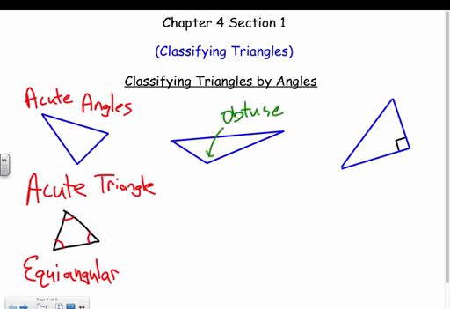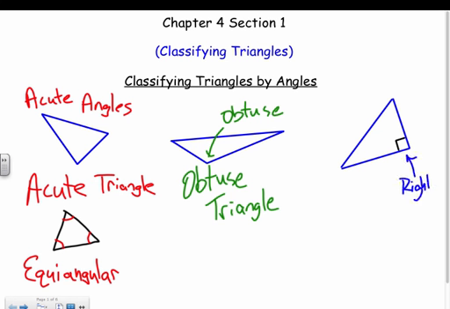Looking at this next one, I have an obtuse angle right here. Well, if there's one obtuse angle in my triangle, we call it an obtuse triangle. Pretty simple again. And lastly, I have a right angle right here. So what do you think we call it? A right triangle. So there's our 3 types of triangles, naming by the angles, classifying by the angles.